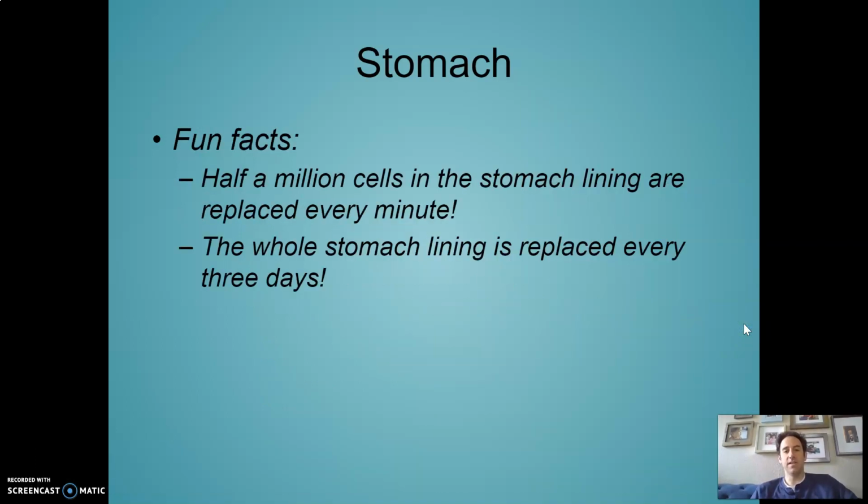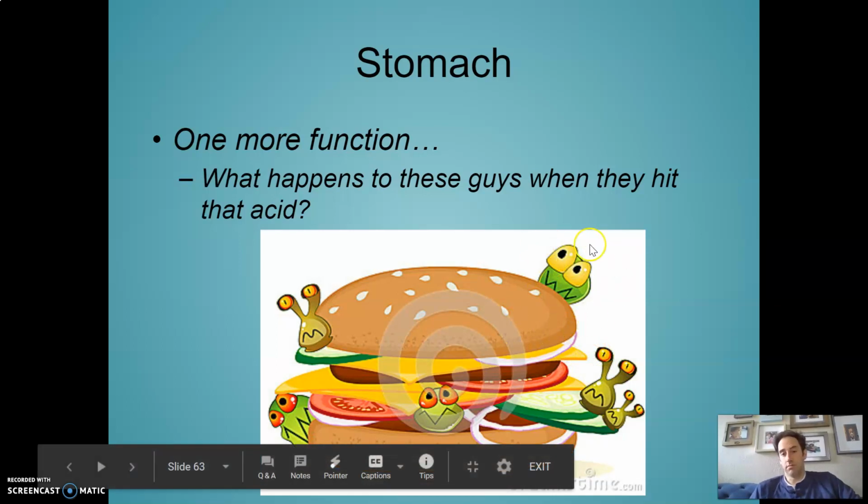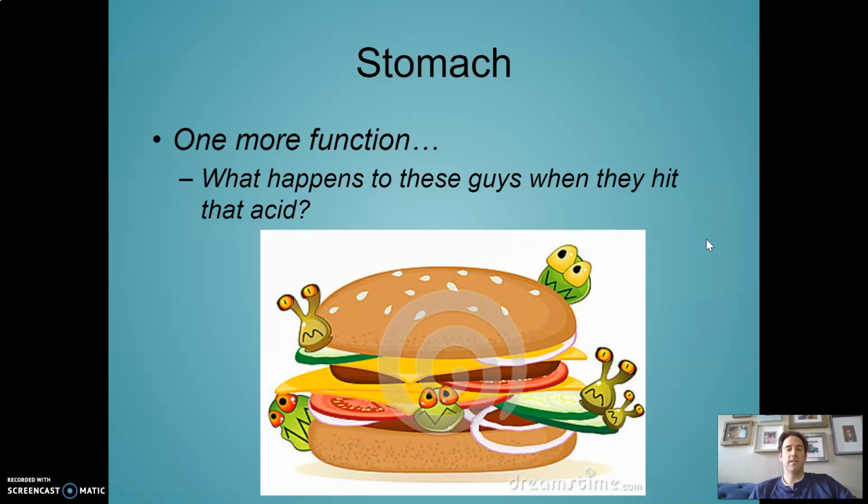In fact, 500,000 cells in the stomach lining are replaced every minute, and the whole lining is replaced every 3 days. So that acid is not to be messed with, but luckily that mucus layer is up to the task. One more function of the stomach: microorganisms in your food are oftentimes killed when they hit that acid. Just like the acid denatures enzymes and unfolds proteins, it also can kill microorganisms most of the time. So that's another function.